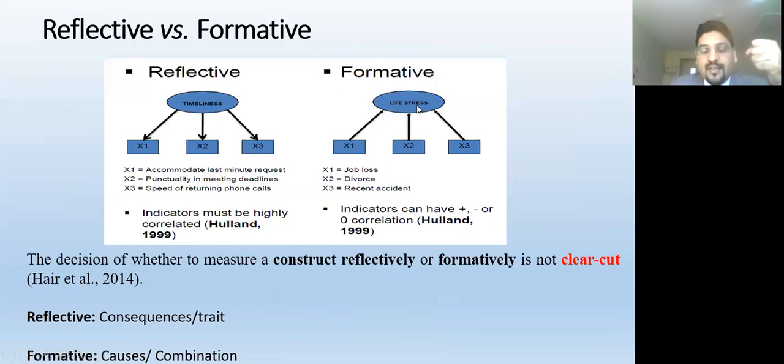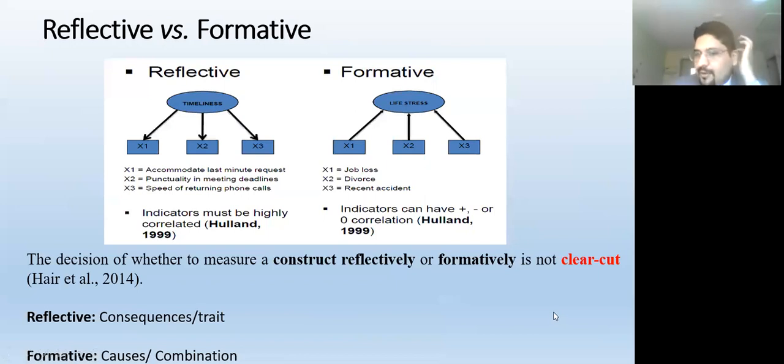But in formative, there is no such requirement that they should satisfy all three conditions. For example, about life stress, if someone wants to say that they have life stress in their life, there's no need to have different conditions like job loss, divorce, or recent accidents. Any of these factors could lead to life stress. No need to have all of them. So this is the difference between reflective and formative. Just bear in mind that in reflective, a high correlation is required between the indicators. But in formative, there is no such requirement that all these three items should be highly correlated.